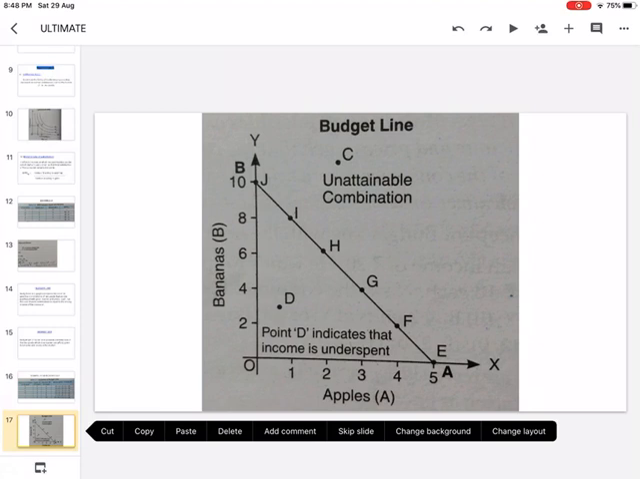These various combinations give us certain points on the graph. We join these points, and what we get is the budget line. So that is the budget line, which I have explained to you. Against this, look into the definition, and you will understand.